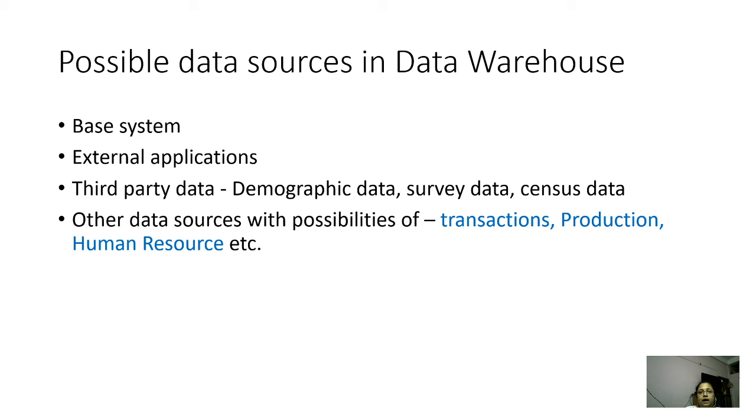So basically the data that we store in the data warehouse can come from inside our organization, and also from third party applications or outside organizations, if and only if they have a direct or indirect relationship with our organization.